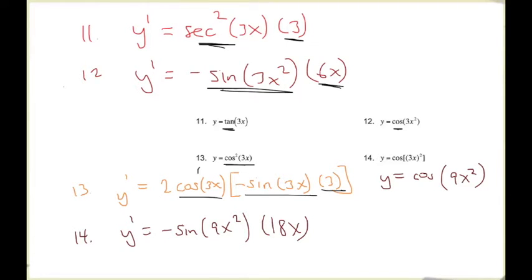And then finally, number 14, just to rewrite, instead of cosine of that quantity 3x to the squared, I'm going to write it as a cosine of 9x squared. Derivative of the cosine is the negative sine of that quantity, and then chain rule. All right, questions? Okay, we're up to 14.